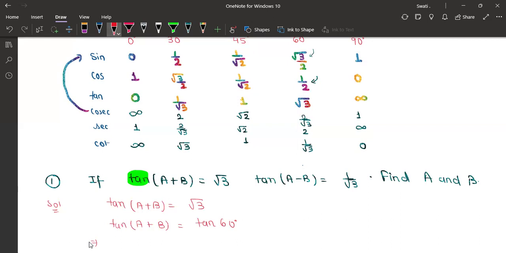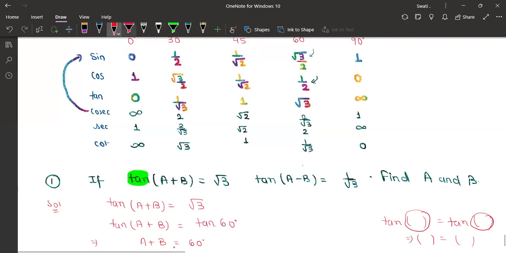Now, after this, Manya, I'm just telling you here, this does not happen, but the tan, you can remove and you can just write down that this will imply A plus B is equal to 60. Do you understand this? Actually, there is a formula, and the formula is if you have tan of some angle is equal to tan of some other angle, then tan and tan you can remove. It will imply that this angle will be equal to this angle. And you can notice the same thing I have done here, right?